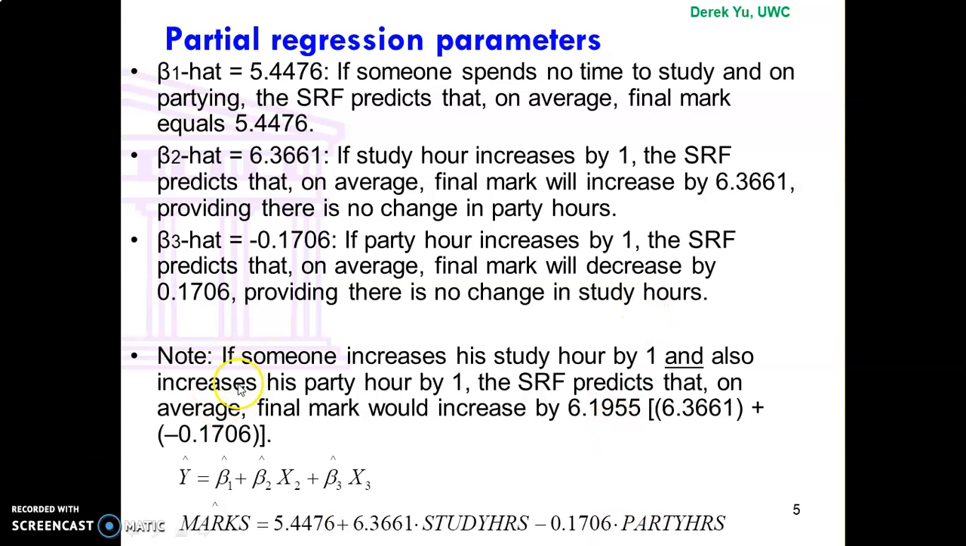And then the interesting case is, I'm not going to go that far, but just for your interest's sake, what if both x2 and x3 increase by 1 at the same time? Then all you have to do is just add the two slope parameters.